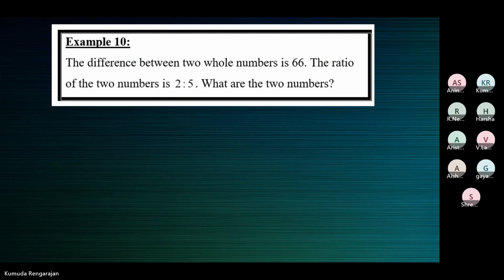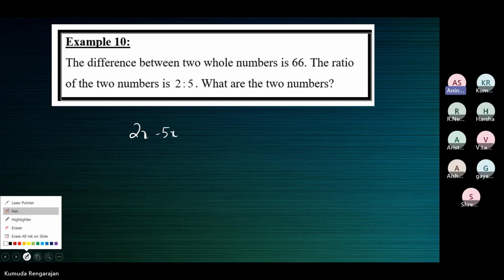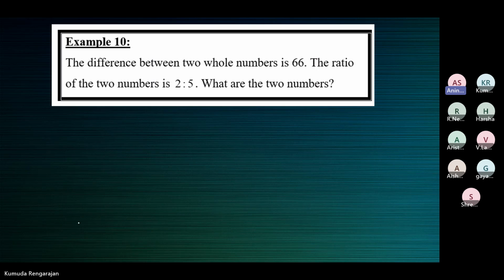Ma'am, so 5x minus 2x is 62. Sorry, 66, ma'am. Why 5x minus 2x? It's 2x minus 5x, right? Yes, ma'am. So 2x minus 5x is equal to 66. So 2x minus 5x is minus 3x, which is equal to 66. So x is equal to 66 upon minus 3, which is minus 22.